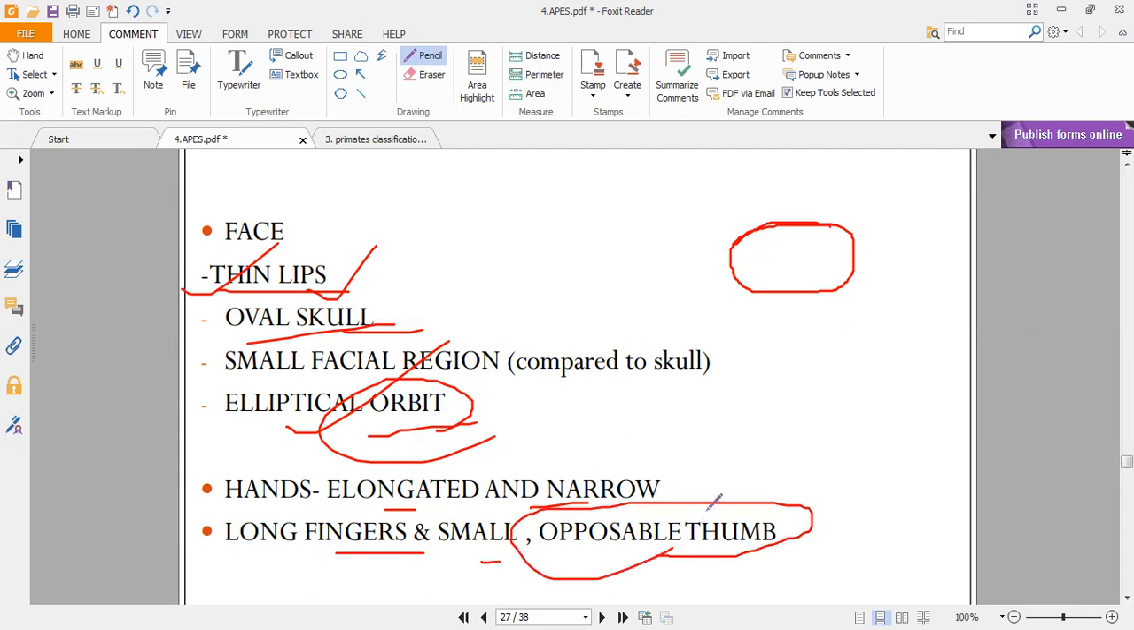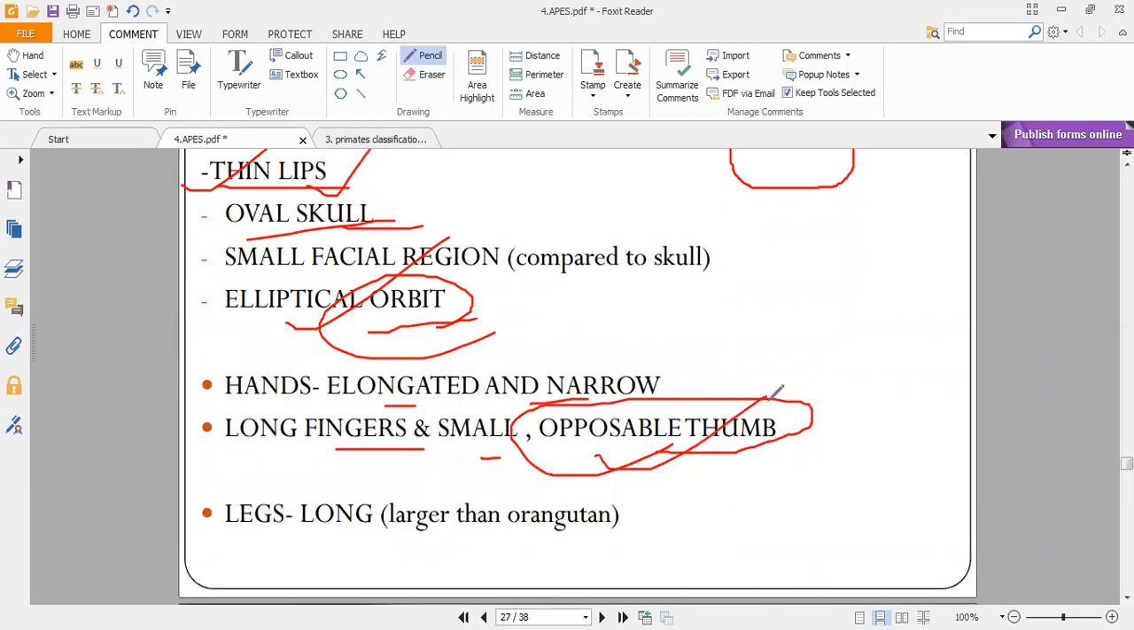In case of gibbons, we have seen they do not have a perfectly opposable thumb. But here we can find they have opposable thumb. In human beings also we have opposable thumb. And in all the apes, they have opposable thumb, except gibbon, where it is not perfectly opposable. And at the same time, all the apes also have opposable toe, also big toe.